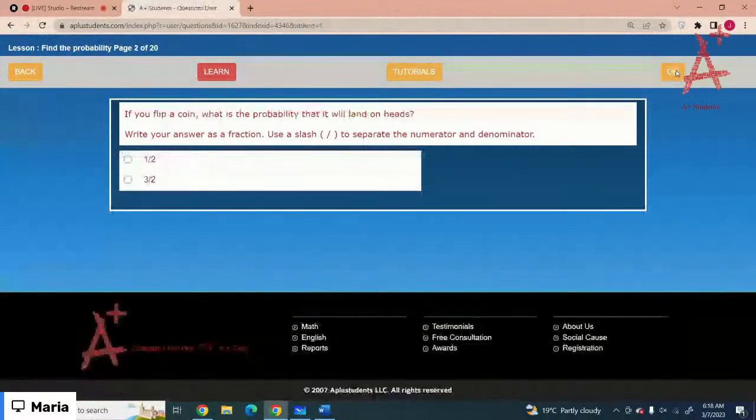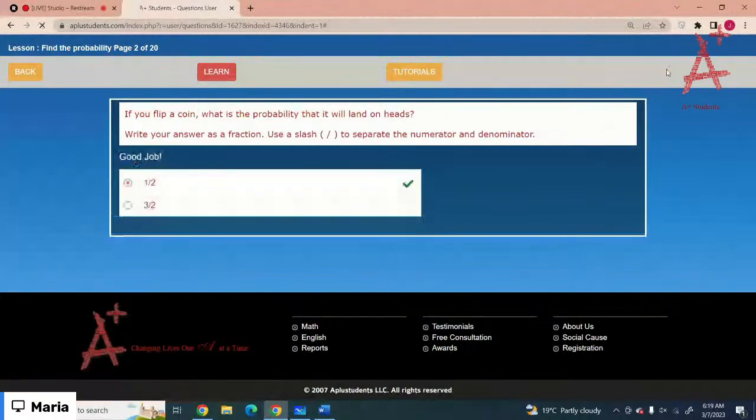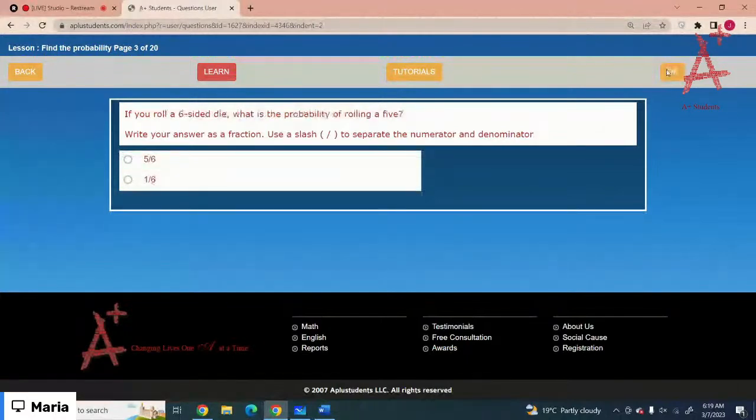If you flip a coin, what is the probability that it will land on heads? So which is the correct option? Yes, 1 over 2. The probability of getting head is 1 over 2 because you have two total outcomes. In the case of a coin, you have just two outcomes. Either it will land on head or tail. Got it? So the probability of getting head is 1 over 2 and the probability of getting tail is also 1 over 2. Got it? Yes, either it is head or tail. You don't have any other option.